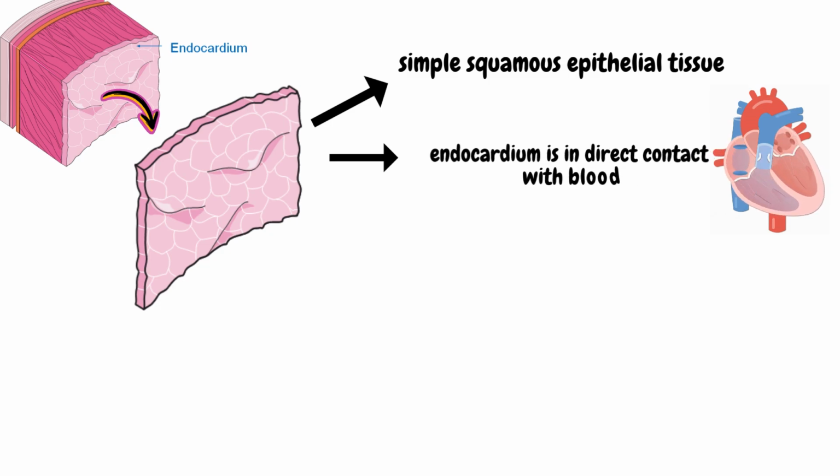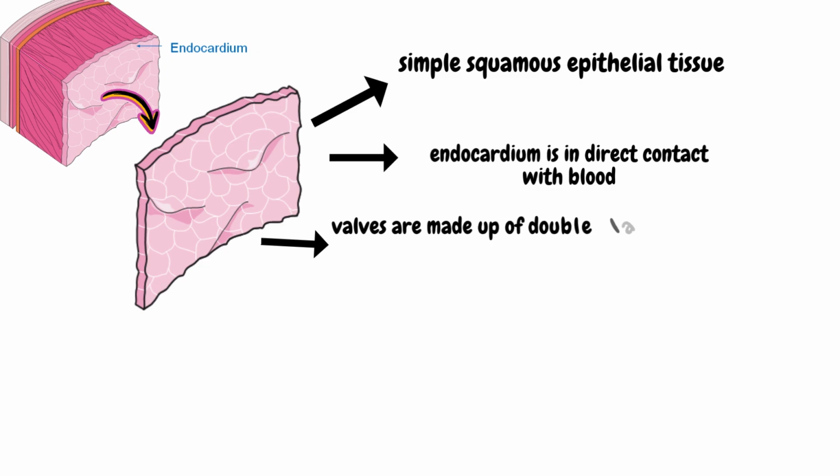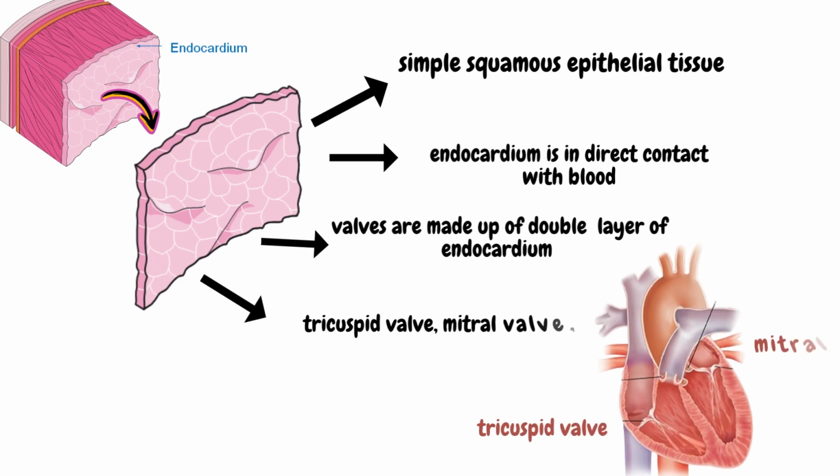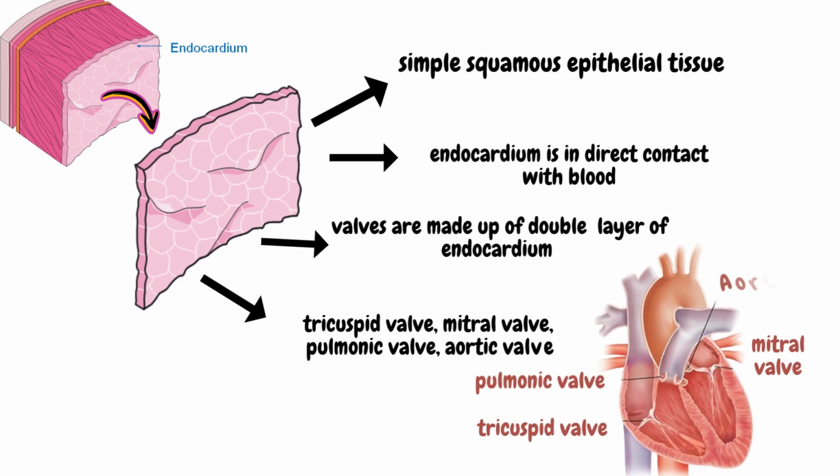If we see the inner side of the heart, valves are present. So what are these made up of? A double layer of endocardium. The tricuspid valve, mitral valve, pulmonic valve and aortic valve are all made up of endocardium. Endocardium also forms the heart-blood barrier.